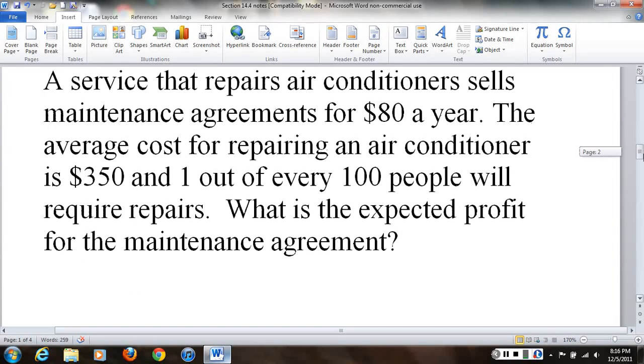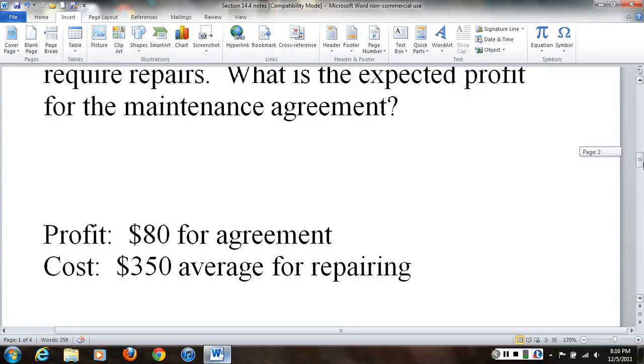So expected profit, expected value, same idea. So again, our profit we have to consider is $80 for this agreement. Again, we're looking at an individual customer. So an individual customer pays $80 for this agreement per year. On average, it costs $350 to repair one of these air conditioning units if it needs to happen. And again, the probability of that is 1 out of 100.